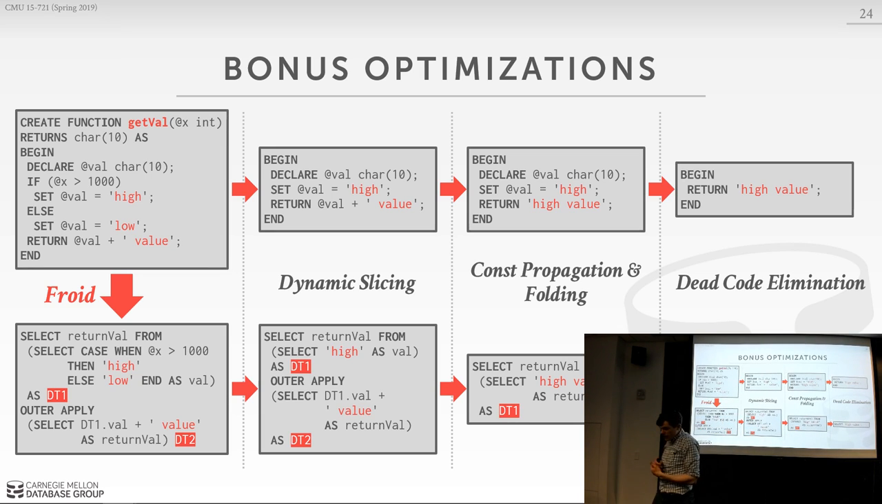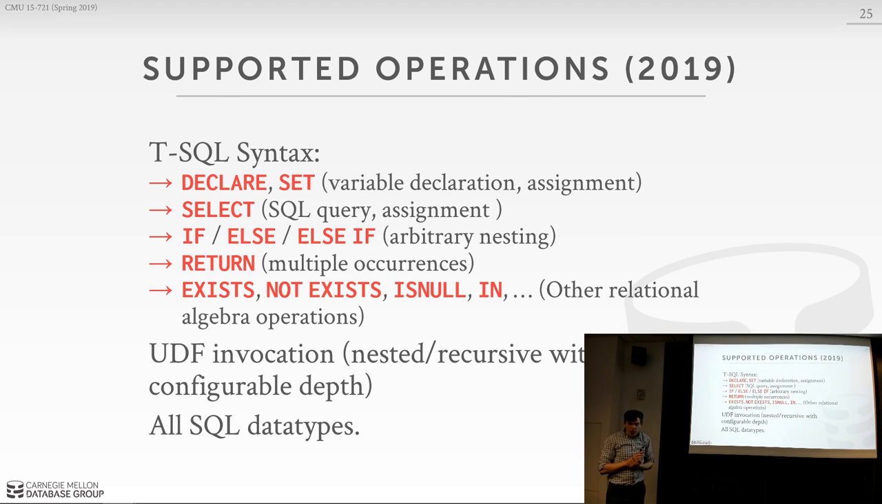And that's why I think this is amazing. So what can Froid support? As of 2019, they support declares, set, selects, if then else, return, exists, not exists, is null, and a bunch of other operators here. They talk about if you have UDFs calling other UDFs, how far do you want to let things recurse? I forget whether they said they have a hard-coded threshold that allows them to decide when to cut off. There are other aspects I think they couldn't support, like dynamic queries. If you're generating select statements from concatenating strings, then they can't handle that, because in some cases you don't know what the string is going to be before you actually run it.